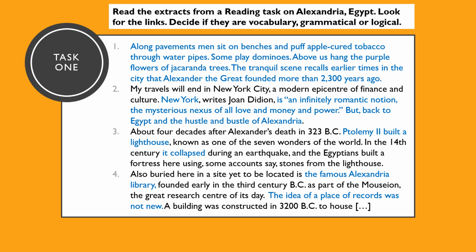Okay, so now it's time to practice recognizing the three different types of links: vocabulary, grammatical, and logical. In this task, take a look at these 4 extracts from a text about Alexandria in Egypt. For each extract, identify what is being linked and decide whether the links are vocabulary-based, grammatical, or logical. You can make notes on your PDF handout. Pause the video now and press play when you're ready to check your answers.